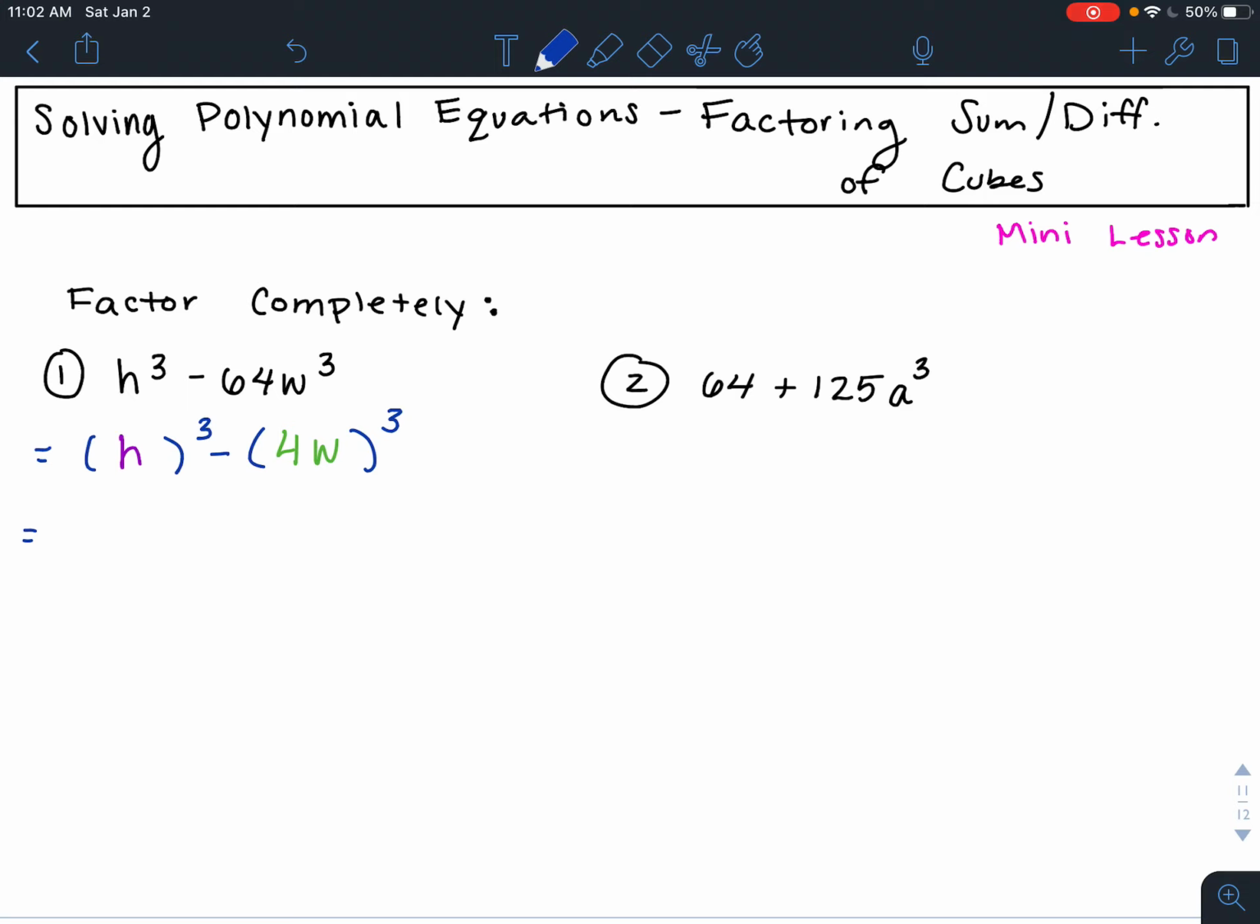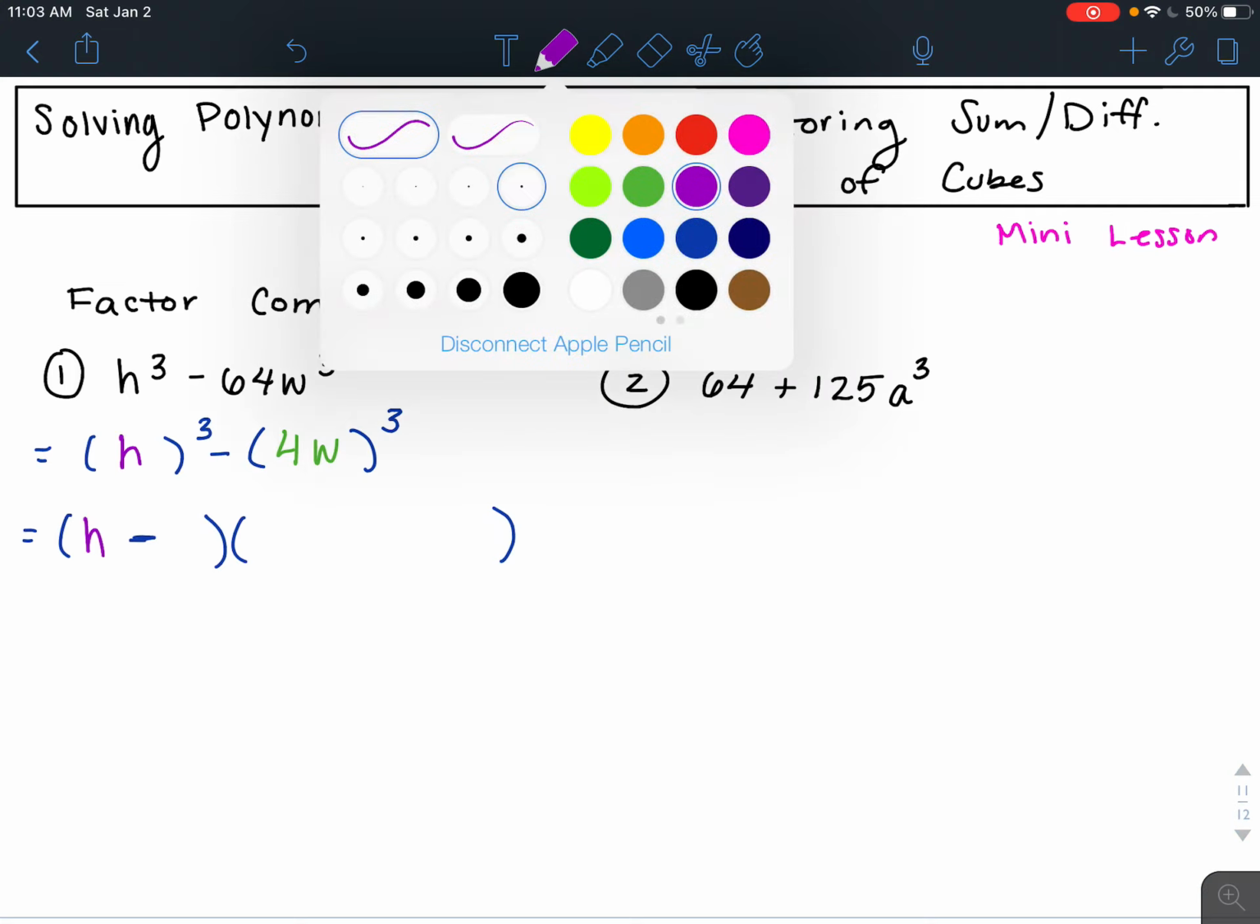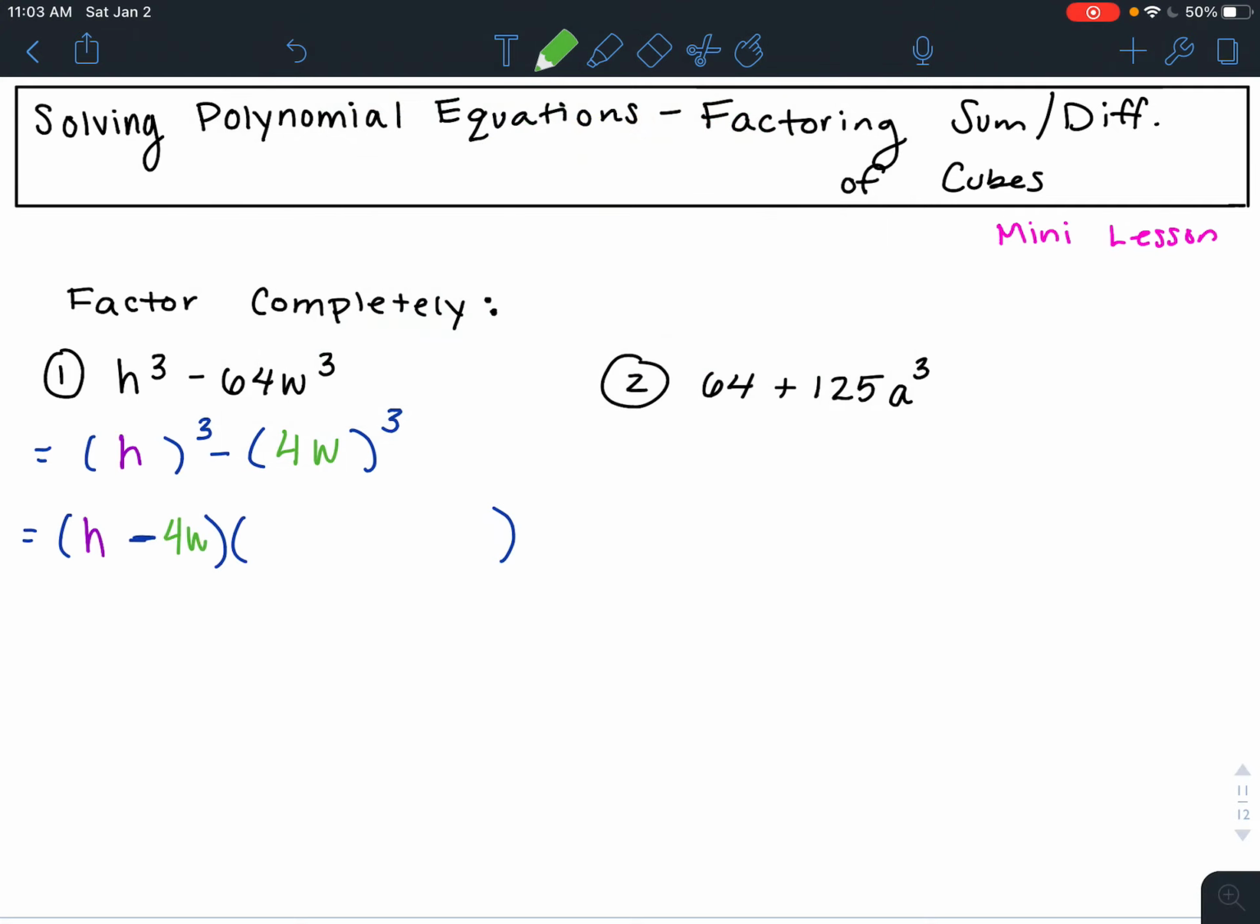Now the way a sum or difference of cubes problem always factors is it factors into two groups, a binomial and a trinomial. For the binomial, the small group in the front, all you're going to do is take what we just wrote and drop the cubic powers off. We're going to leave the sign the same in the middle, and just get rid of those powers of 3. So I'm just going to write the h and the 4w in here. It's exactly the same except now they're not in little parentheses with a cube power on the outside.